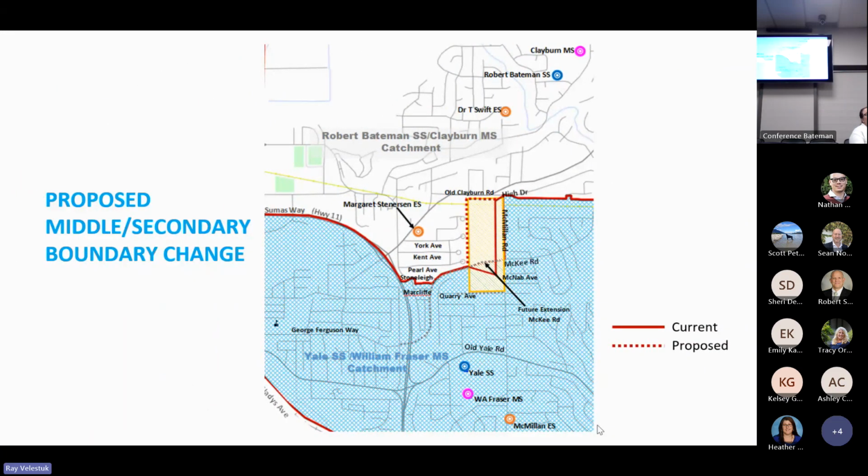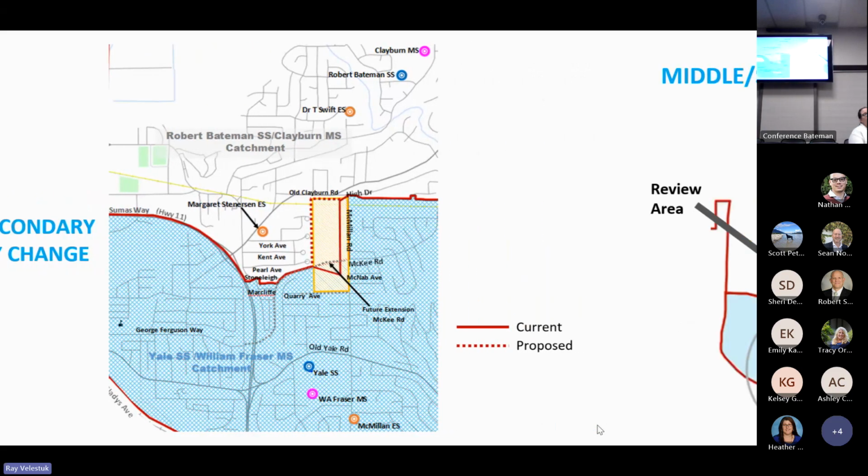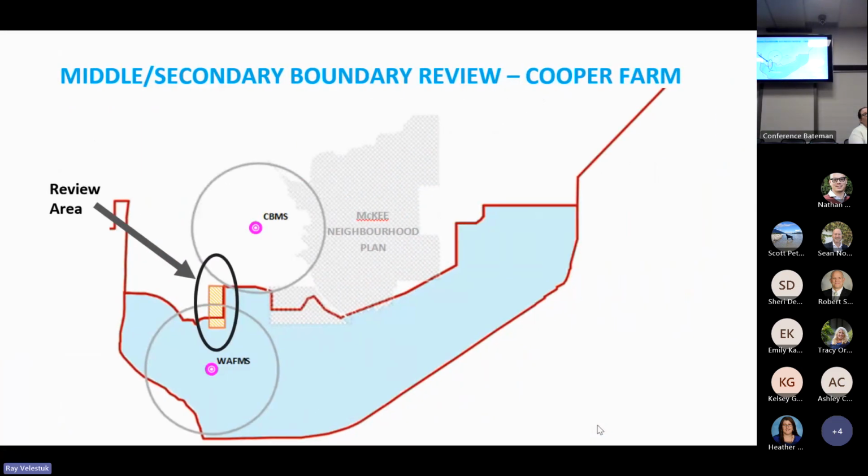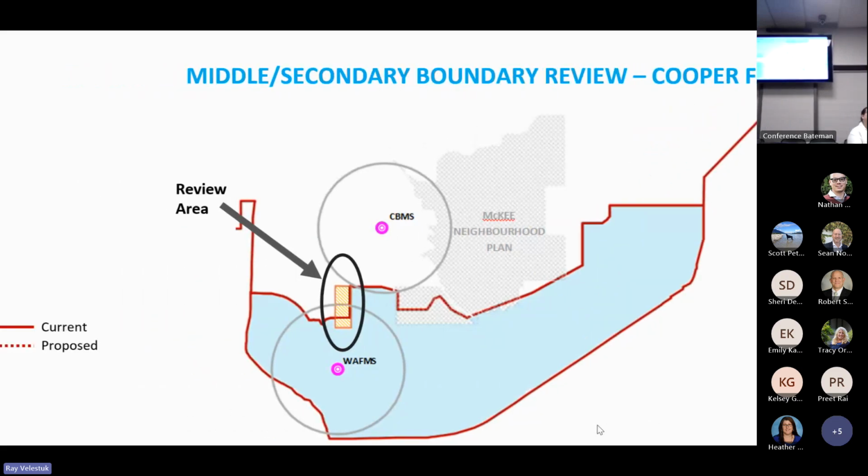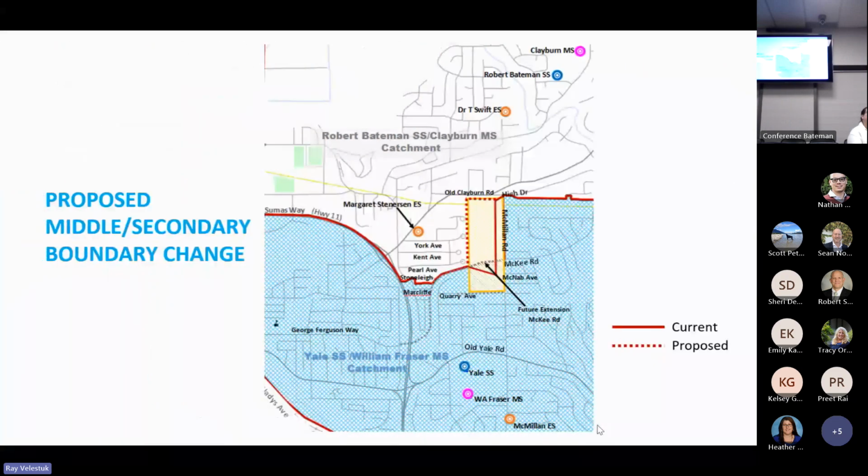The proposal in this case is to move the boundary line so that the Cooper development would be solely contained within the Fraser Yale catchment. These are 1 kilometer or 1.2 kilometer circles around the school sites. It fits pretty easily into the Fraser Yale catchment, and the traffic patterns to that school blend easily.